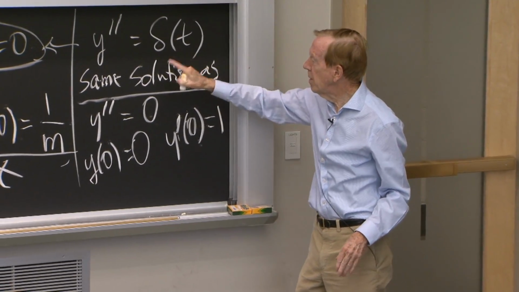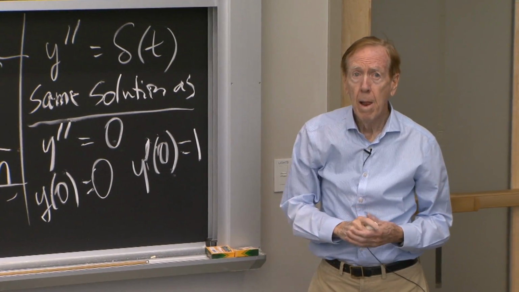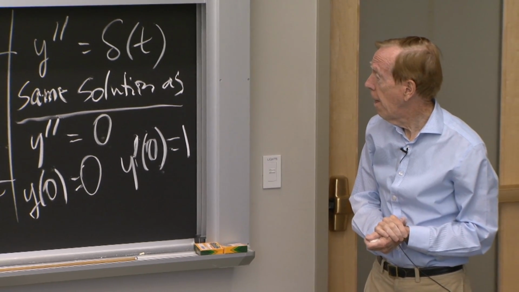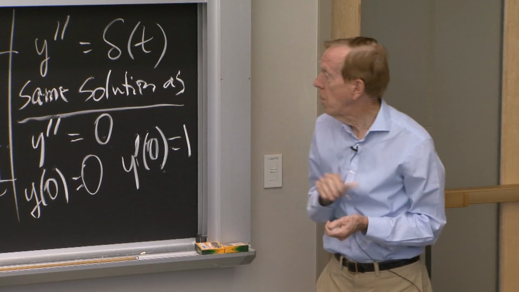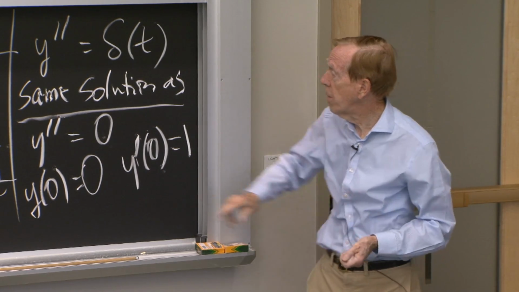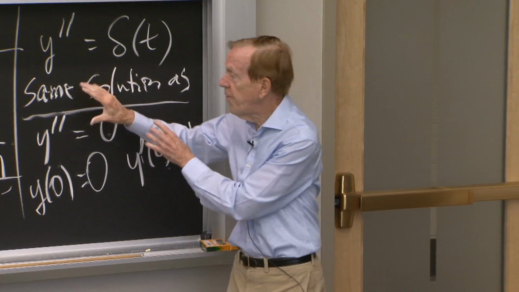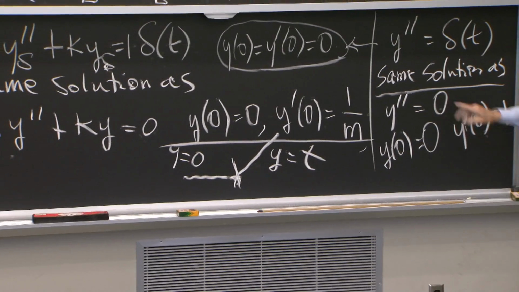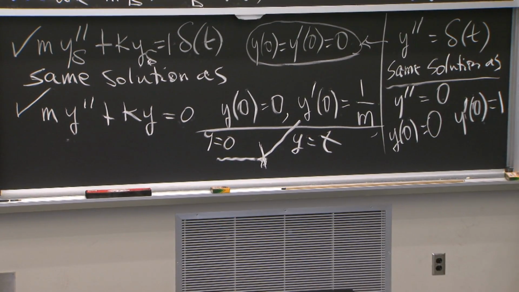What was omega? What's the natural frequency in this problem? I guess this is a case where m is 1 and k is 0. Is that right? This does fit into that pattern, but it's a little special. So what's the natural frequency?